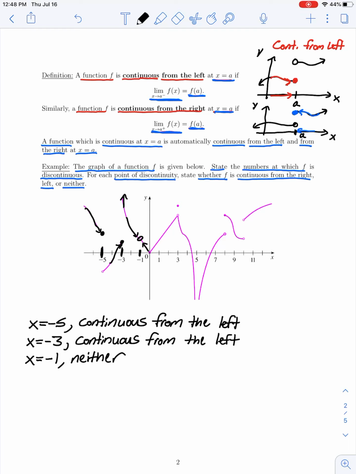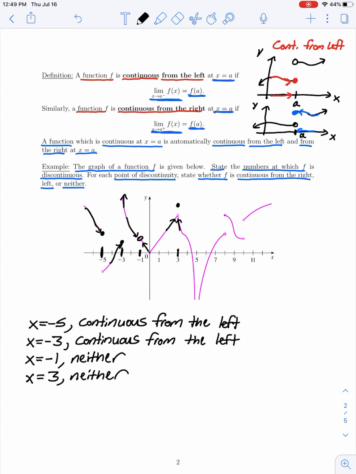Now our next point of discontinuity is at x equals 3. We see here that we have a jump discontinuity. The value of our function is different from the left hand or the right hand limit. So at this point, x equals 3, our function is neither continuous from the left nor the right, since neither of those left or right hand limits is equal to the value of the function at x equals 3.